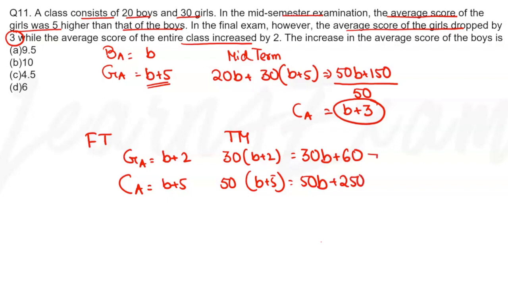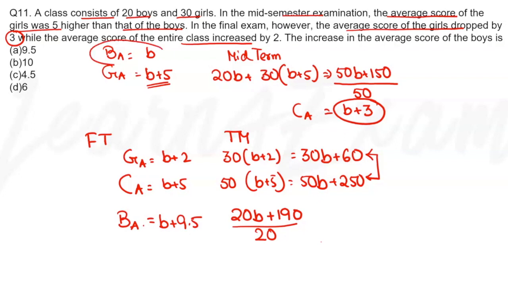So the remaining marks should be obtained by the boys, right? So the total marks obtained by the boys would be equal to 50b plus 250 minus the total marks obtained by the girls, that is 30b plus 60, which equals 20b plus 190. And this is obtained by 20 boys. So the average per boy would be equal to b plus 9.5. This is the average for one boy.